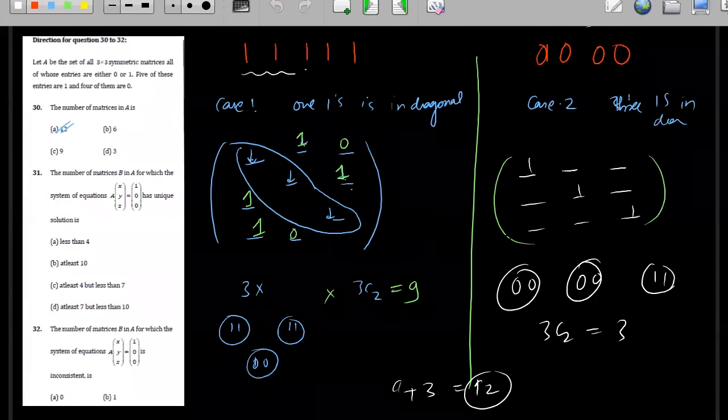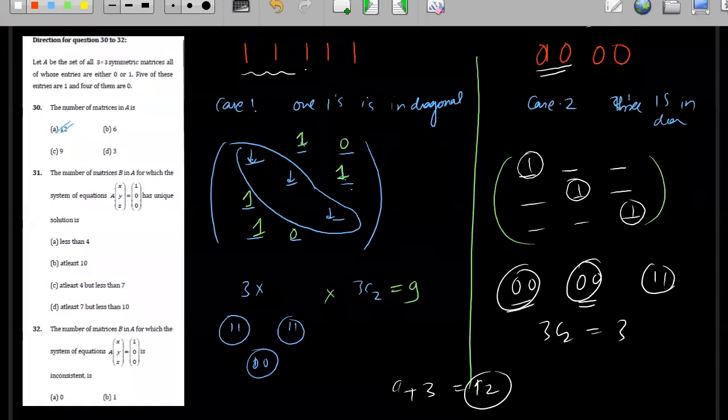Take the third case. I've written case 2, right? So the third case is that all the ones are filled here. So 3 ones in 3 places, one case, one way I can fill. Now how many zeros are left? 4 zeros. So how many pairs can I form with zeros? Two ones are left and 4 zeros are left, so I will form them in pairs.